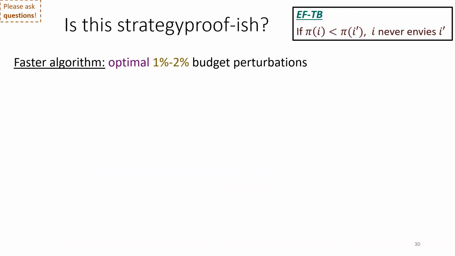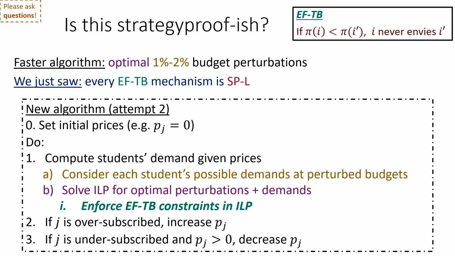Though here some issues may arise because our algorithm uses optimal budget perturbation instead of random perturbations. We have a very easy fix. As we just saw, every EFTB mechanism is strategy proof in the large. Given a random ordering, we can simply enforce the EFTB constraints in the integer linear program when solving optimal perturbations, so that we can guarantee strategy proofness in the large for our algorithm in theory.